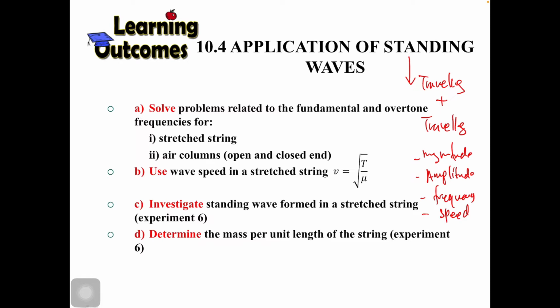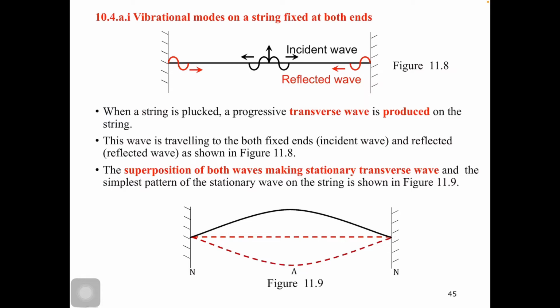So in this subtopic we will solve problems related to fundamental and overtone frequency for stretched strings and air columns. Then we have the speed for a wave in a stretched string. Before this, for waves we used v equals f lambda. So now we have another formula for the string only. Okay, so this is vibrational modes on a string fixed at both ends.